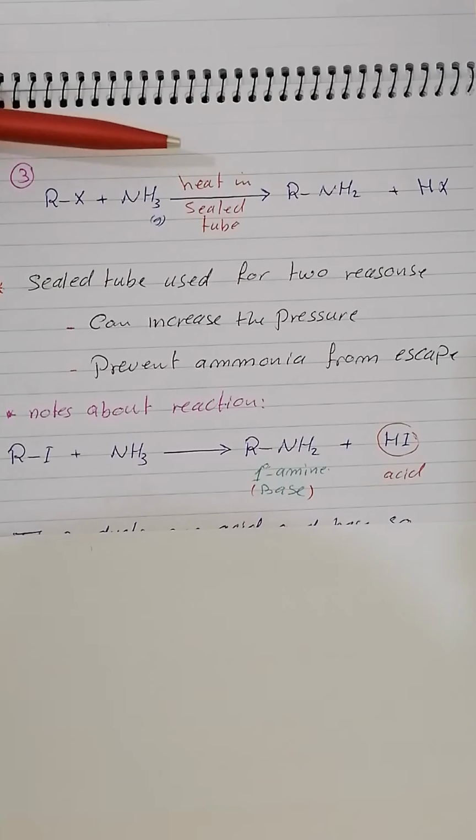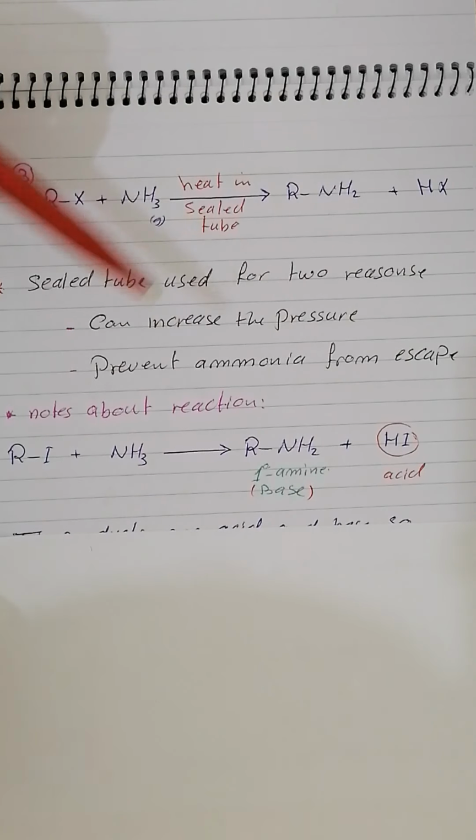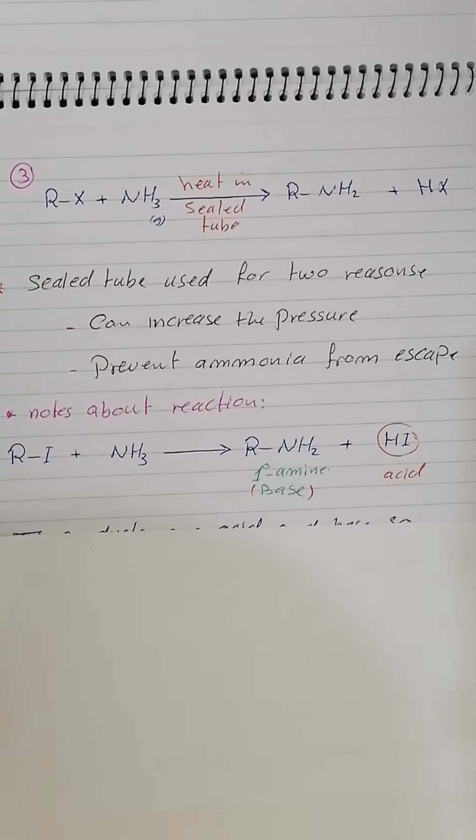Today we will complete our study of halogenoalkane reactions, and in the last video we studied the reaction with ammonia. We talked about the reaction conditions. One of the main points is that it should be in a sealed tube, to make sure two things happen. First, we can increase the pressure inside the reaction tube, which makes the reaction faster, and second, to prevent ammonia from escaping.